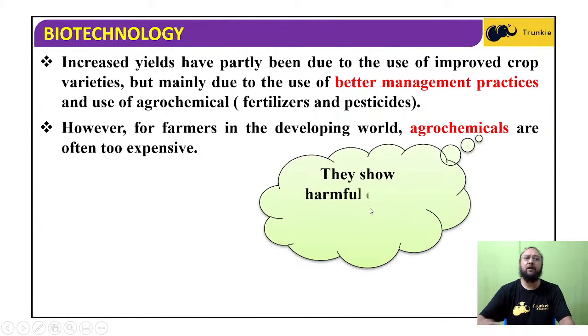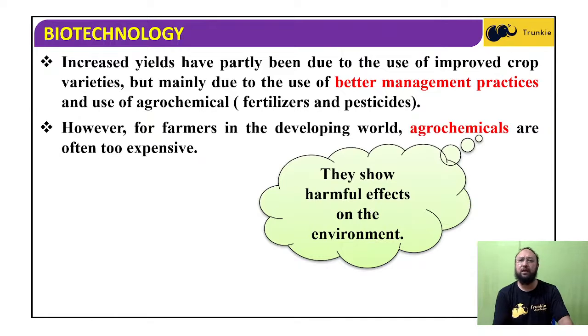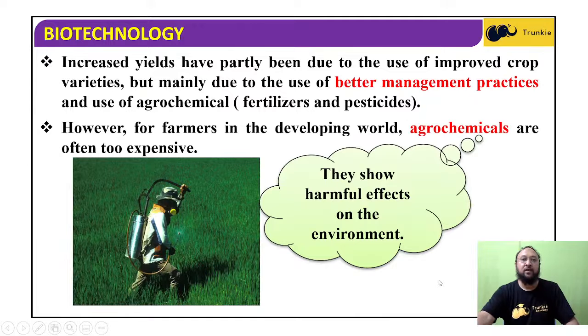However, for farmers in the developing world, agrochemicals are often too expensive, and they are normally avoided because of the cost. They also show harmful effects on the environment. They cause some pollution and harmful effects on both plants and animals, including human beings. Using pesticides like DDT is very harmful.